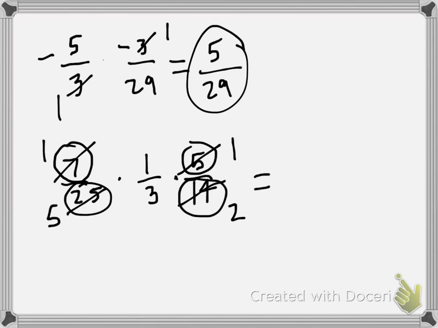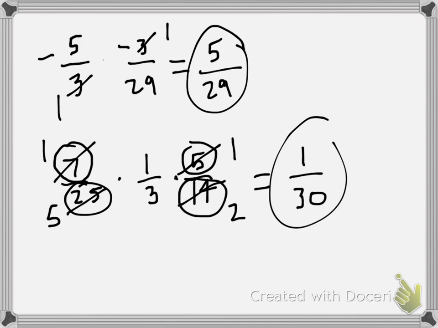So now we're ready to work it out. We're going to use our rule. We're just going to multiply straight across the top, straight across the bottom. So 1 times 1 times 1 is 1 up top. 5 times 3 is 15. 15 times 2 is 30. So 1 over 30 is going to be our product here.